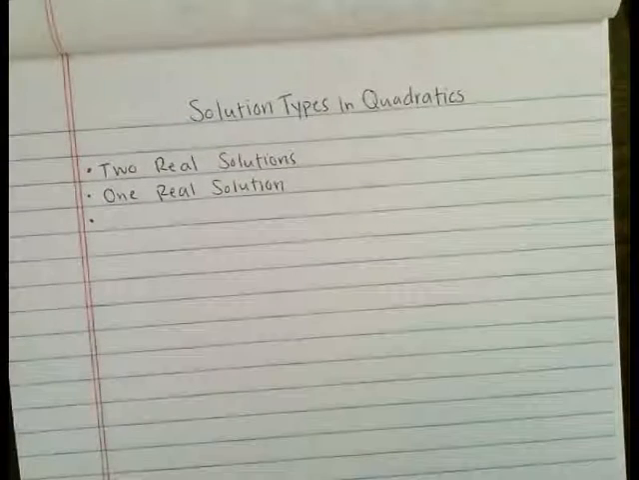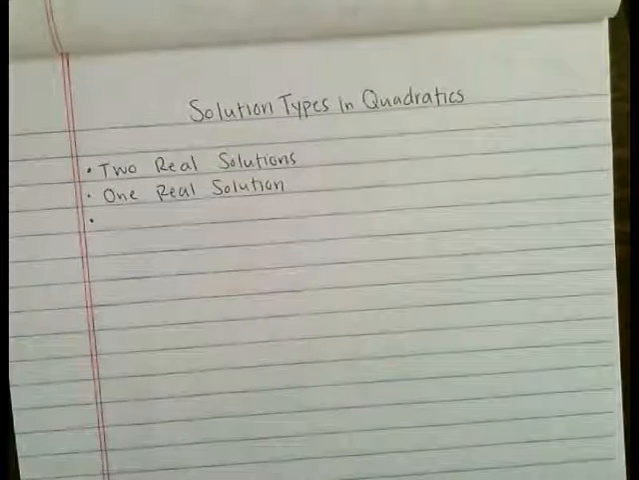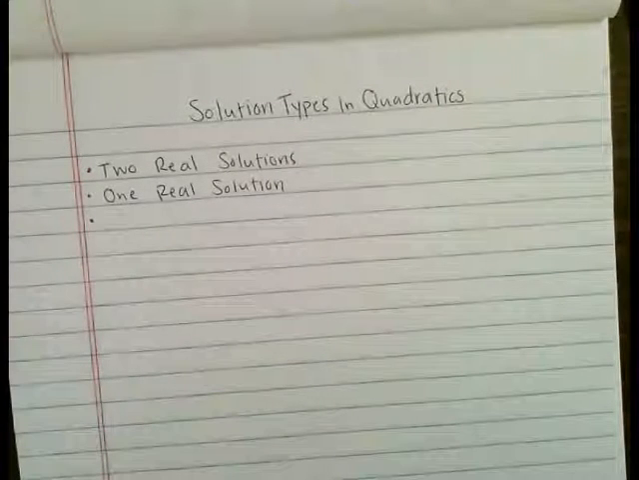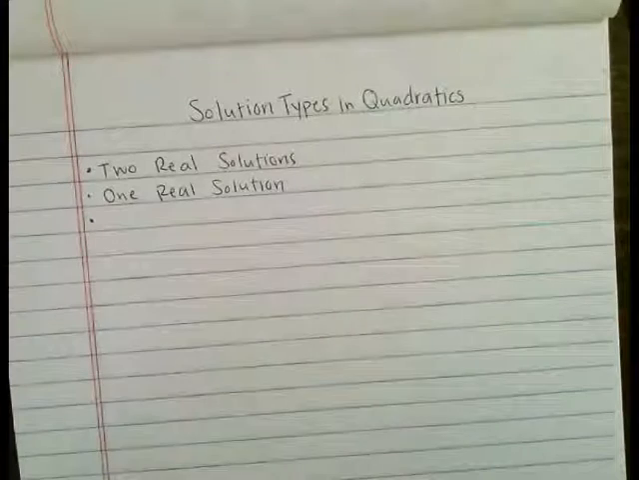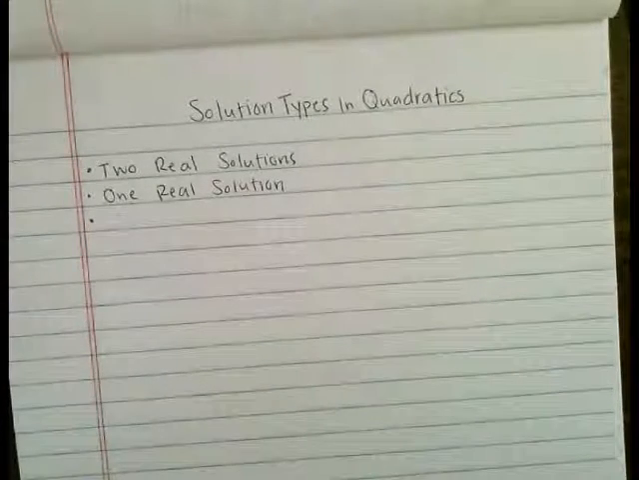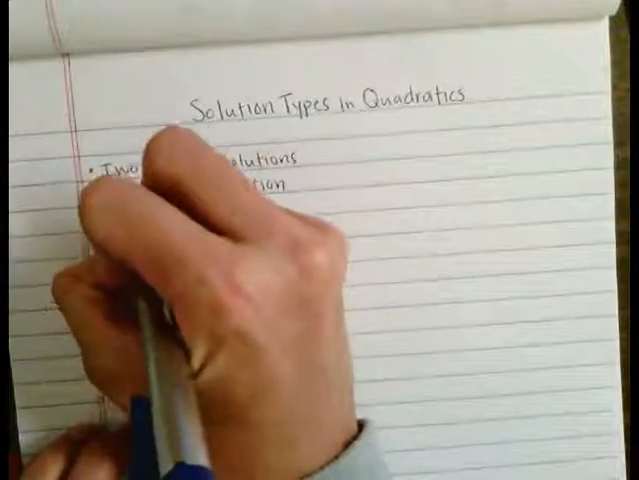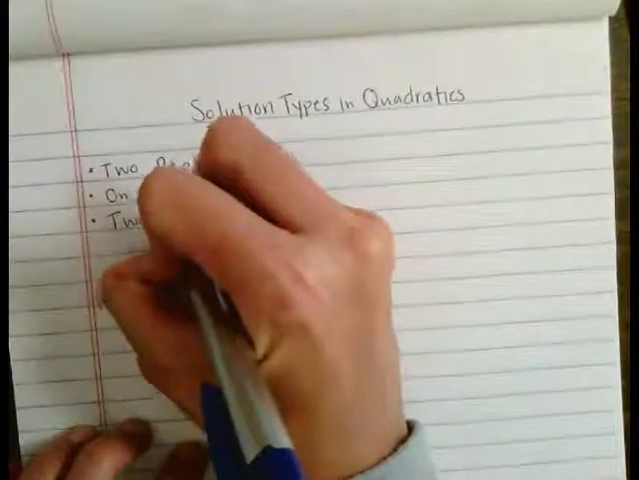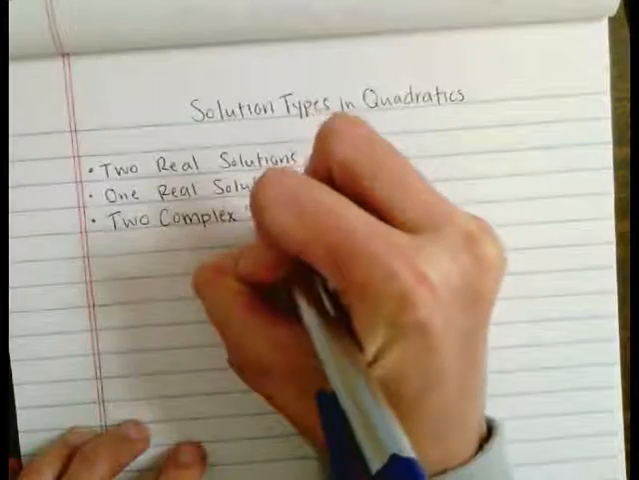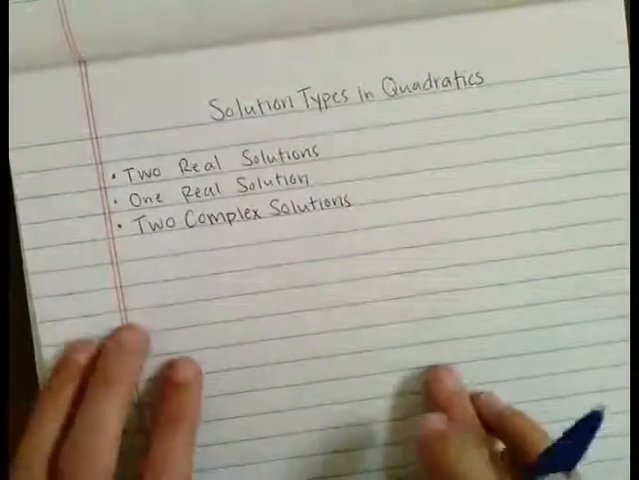solutions, but now that you understand how the conic section looks and how it's three-dimensional, you can assume that since it doesn't have two real solutions, that doesn't mean that it doesn't have two complex solutions. So that is your next type of solution. Okay, so two real solutions.